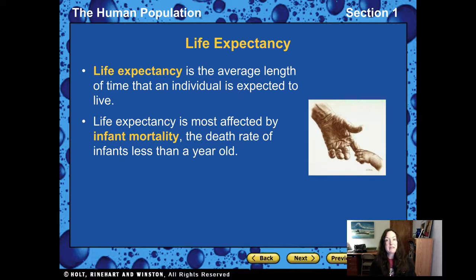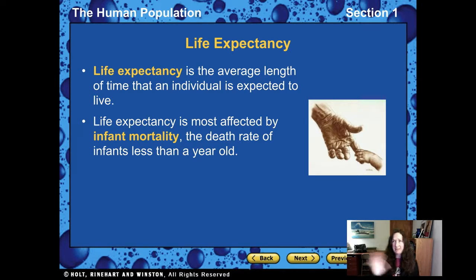Life expectancy is the average length of time an individual is expected to live, and it's most affected by infant mortality in a population. So infants less than 1 year old, if there's a large death rate for them, which is the most fragile part of your life when you're in the age of 0 to 1 years old. If there's high infant mortality in that age range, it's definitely going to affect the life expectancy of that population.